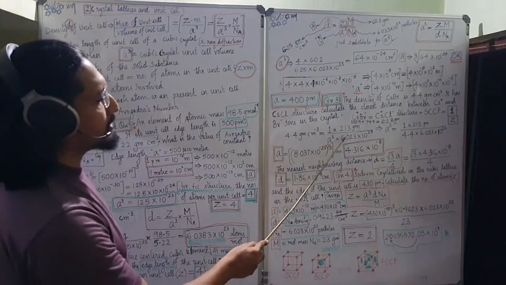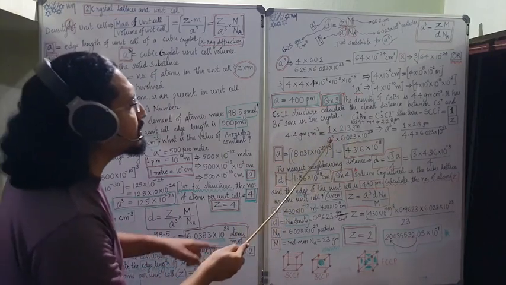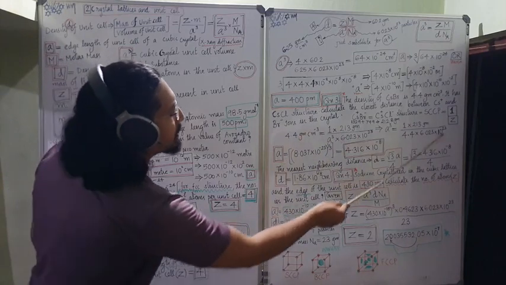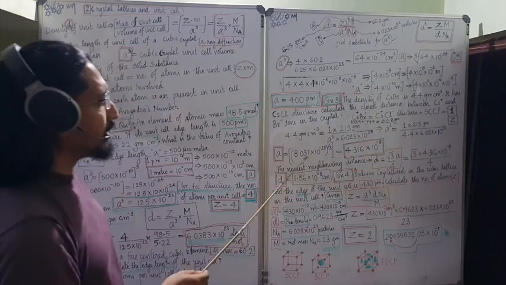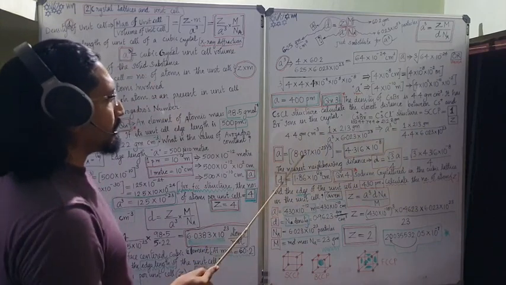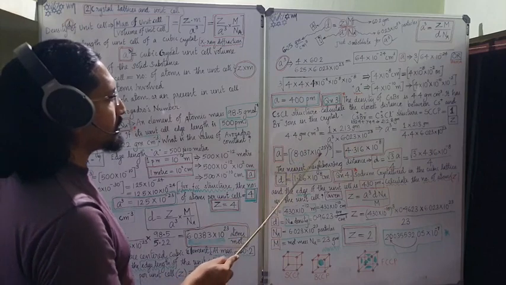A cube we don't know. This is the Avogadro number. Just put this A cube over here, and 4.4 goes into the denominator part. This is the transformed equation. Just solve it, and we will get A cube is equal to 8.037 into 10 raised to minus 23.